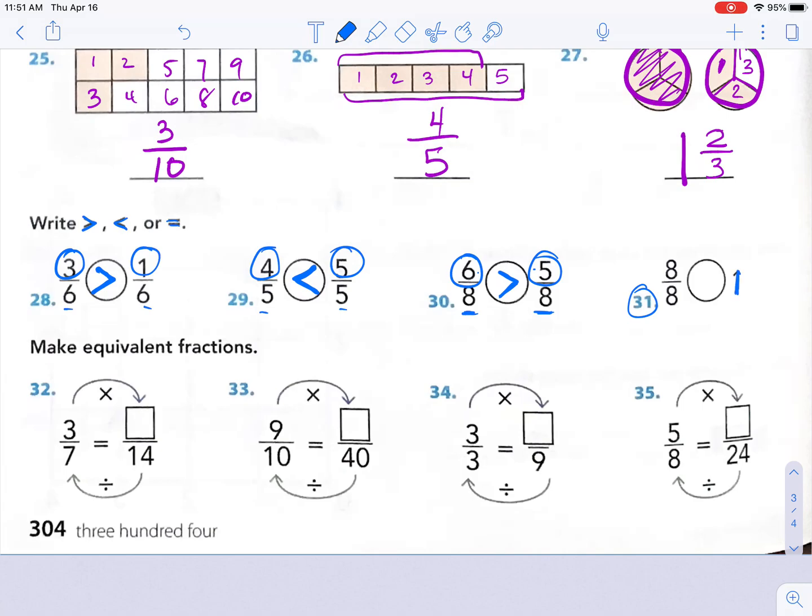1 is the same as, if we made this into a fraction with the same denominator, this would be 8. Now, a whole is how many slices out of that? All of them, right? So 7/7, 6/6, 5/5, 8/8. So 8/8 equals 1. And we know because 1 equals 8/8. So these are equal. If you got that, good job. If not, fix it.